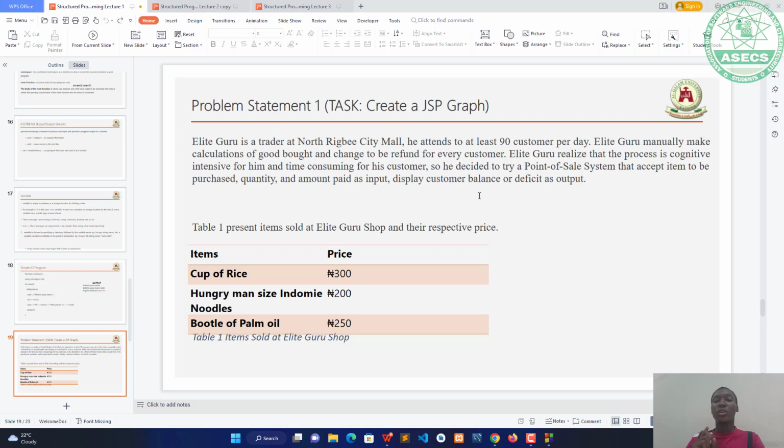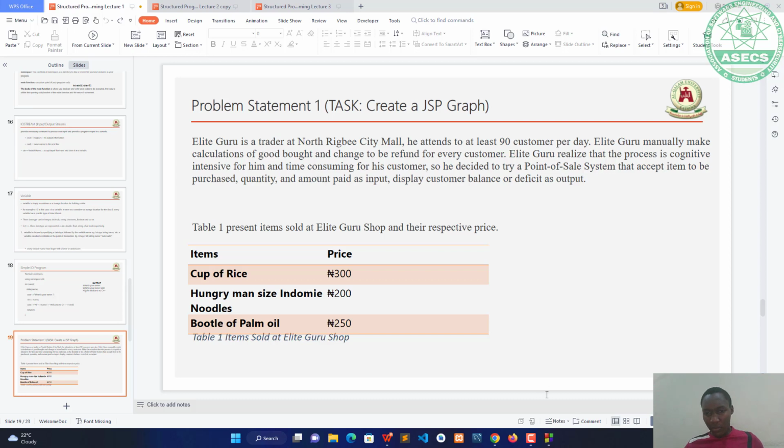Display customer balance or deficit as output. Sai ya faɗi me balance na customer ɗin, total abin da ya yi spending da kuma canjin shi, ko kuma deficit as output, ko kuma ana ma bin shi bashi ne customer ɗin. So ana dan bada misali copper price let's say is 300 naira, hungry man size whatever. So now an ce ana buƙatar JSP graph.